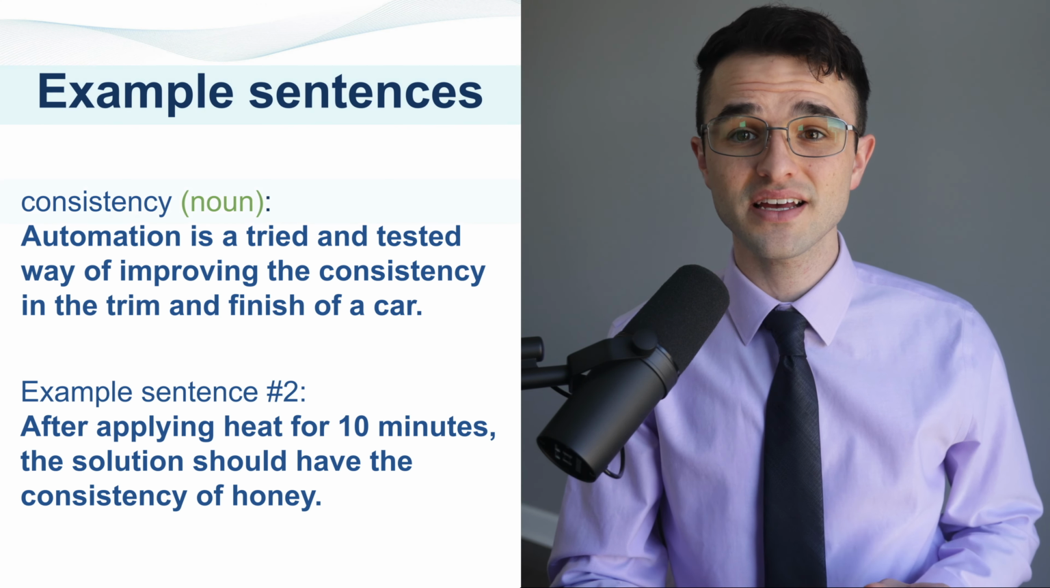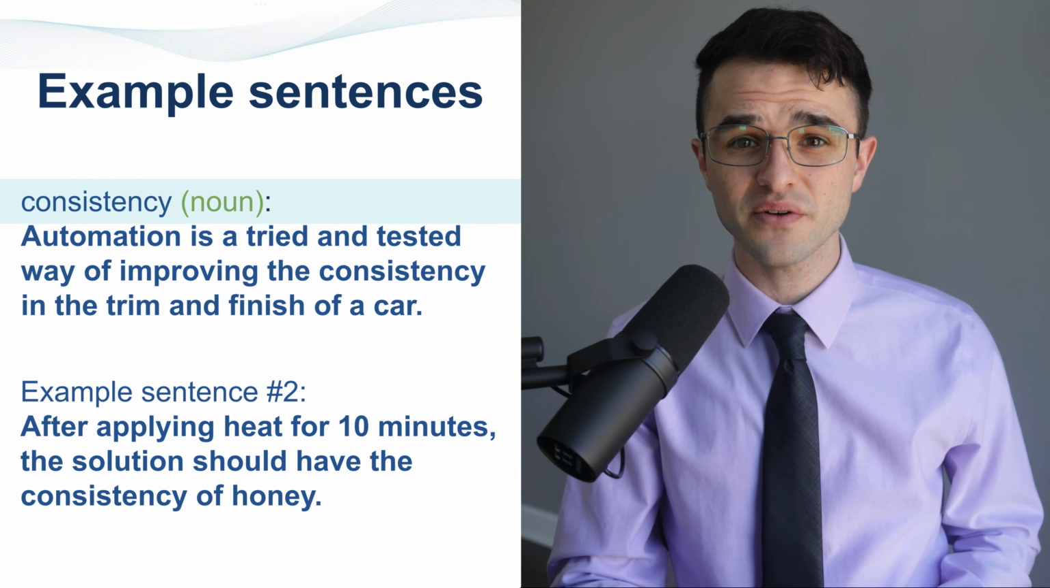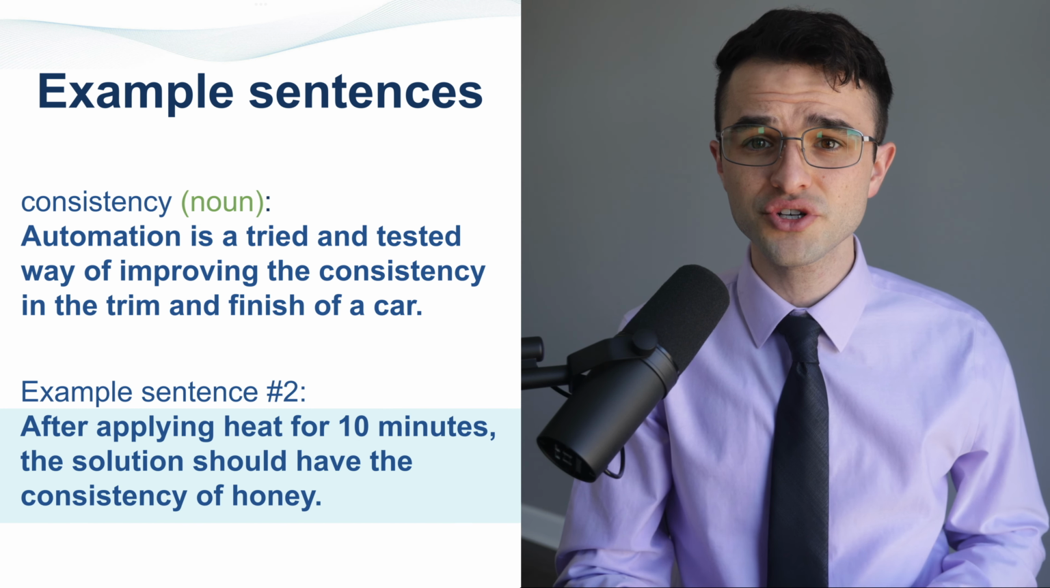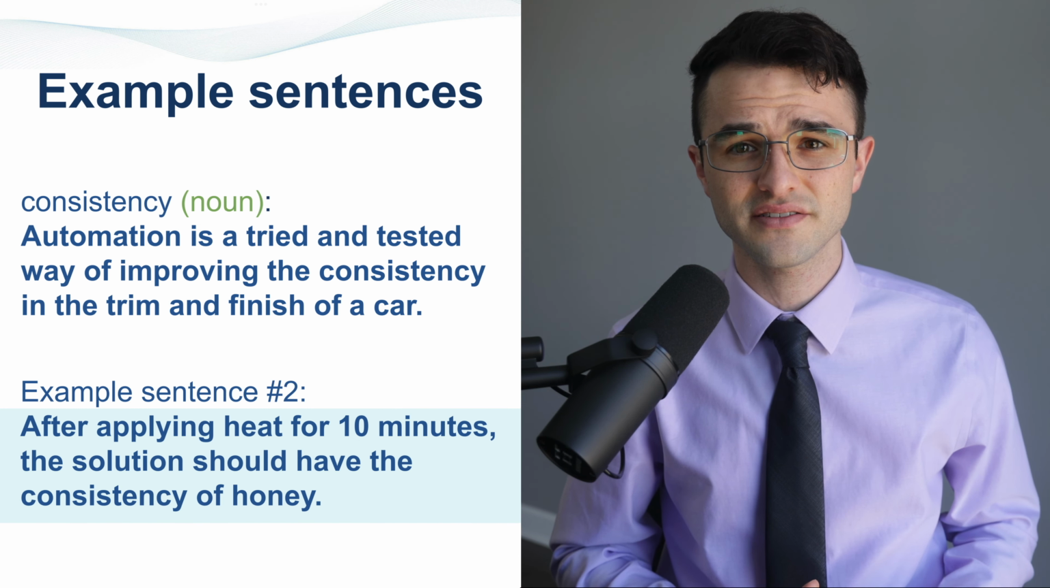Example sentences: consistency, noun. Automation is a tried and tested way of improving the consistency in the trim and finish of a car. Example sentence number 2. After applying heat for 10 minutes, the solution should have the consistency of honey.